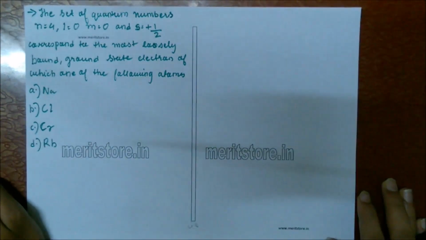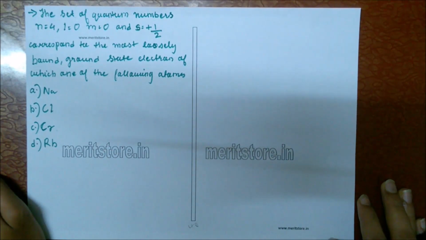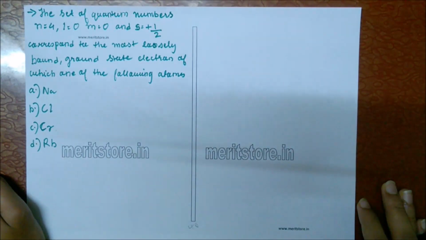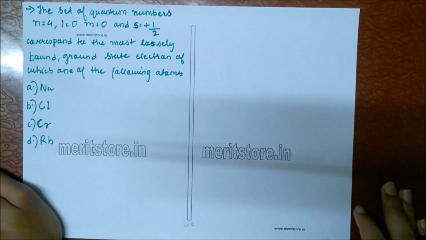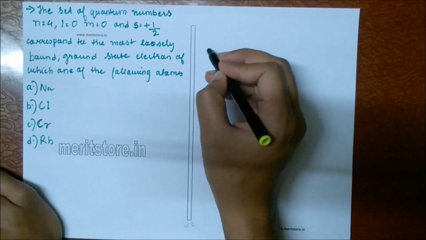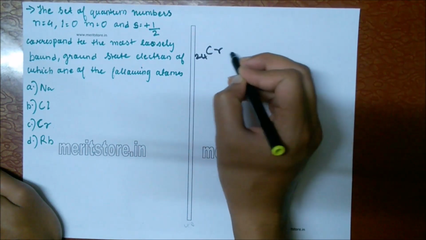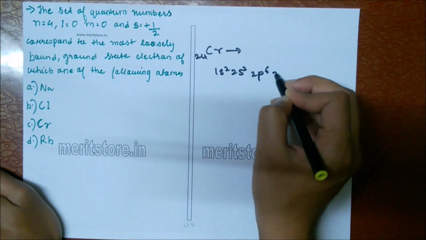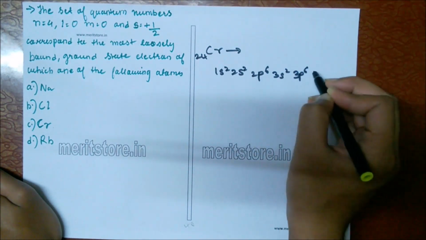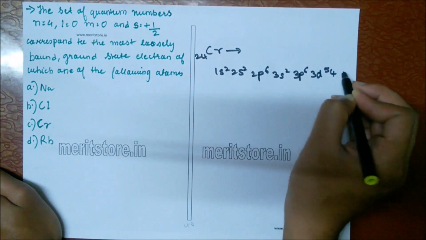The set of quantum numbers n equal to 4, l equal to 0, m equal to 0, s equal to plus half correspond to the most loosely bound ground state electron of which one of the following atoms? A sodium, B chlorine, C chromium, D rubidium. To find this, we have to know the outermost electronic configuration of these atoms. More specifically, the electronic configuration of chromium with atomic number 24 is 1s2, 2s2, 2p6, 3s2, 3p6, 3d5, and 4s1.